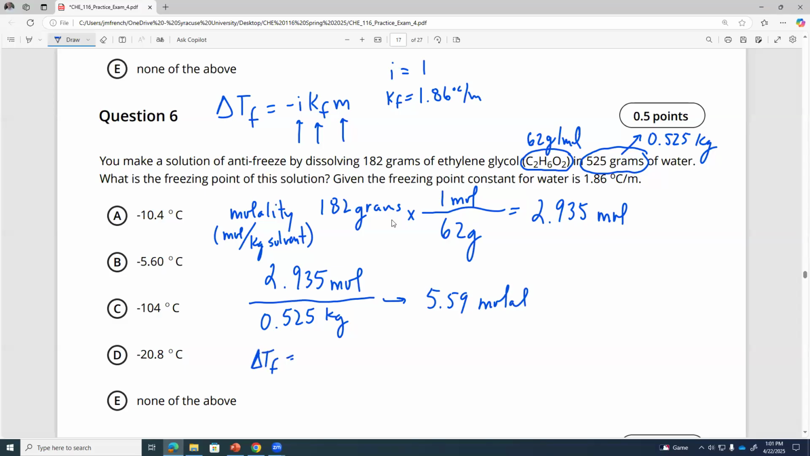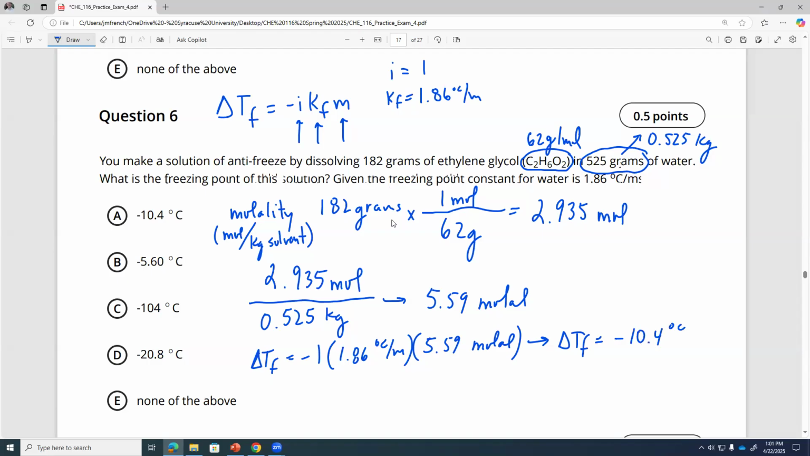Right, now we can find our change in freezing point, right? Delta Tf equals -1 times 1.86 degrees Celsius per molal times 5.59 molal. Multiply all those together, and hopefully we have an answer that's there. All right, times 1.86. And yeah, I get a minus 10.4 degrees Celsius. That's my change.